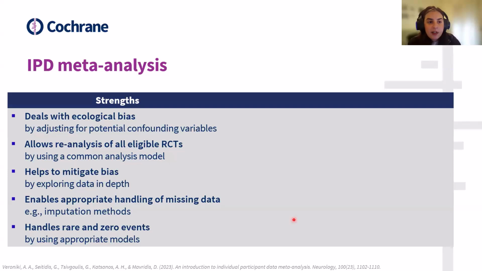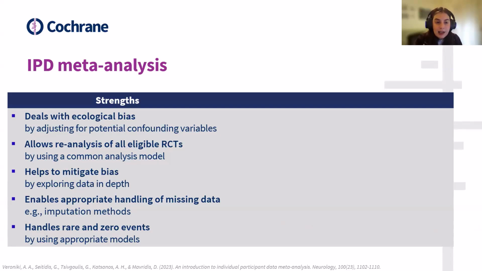So what are the strengths of an IPD meta-analysis? First of all, we can deal with ecological bias. With IPD, we have data on each individual patient and not just the study averages. This means that we can properly adjust for important patient-level factors like age in our case, or any other covariates of interest, and in this way avoid ecological bias.